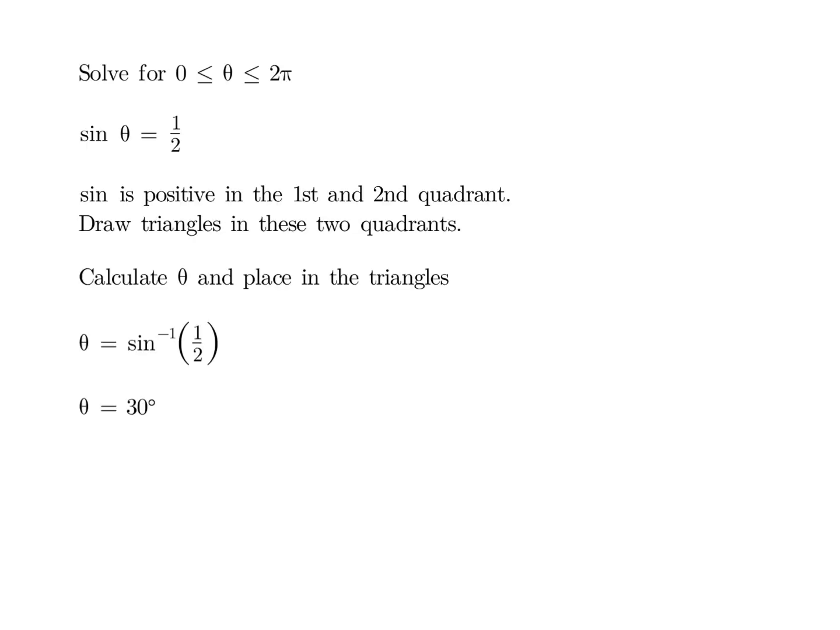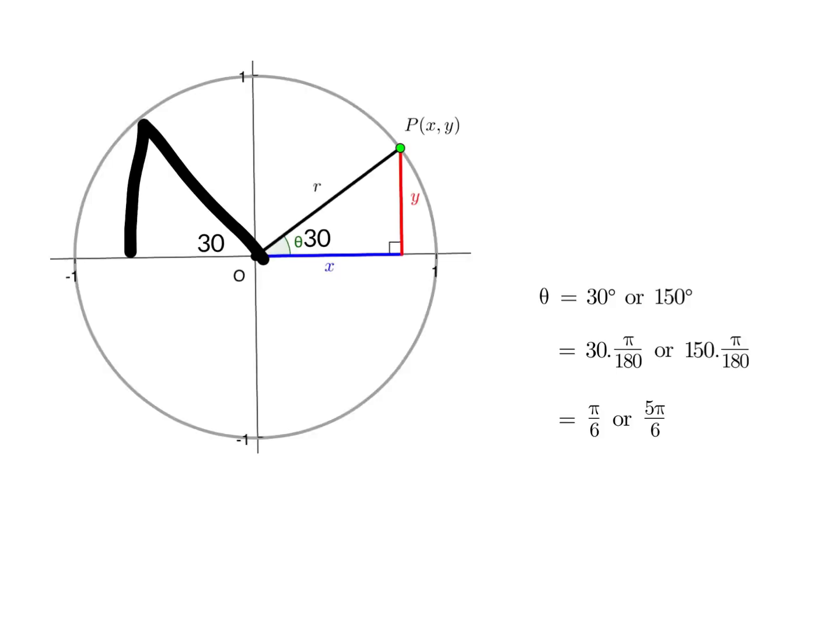So for sine theta equals a half, using our rule of All Stations to Crookwell, sine is positive in the first and second quadrants. So the first thing you do is draw your triangles in those two quadrants, and then you calculate the theta to place in those triangles. So we do shift sine of 1/2, and that's 30 degrees. So we've drawn our two triangles in our first and second quadrants, put the 30 degrees in. So therefore, from the positive x-axis, our first angle is 30 degrees and our second angle is 150 degrees.